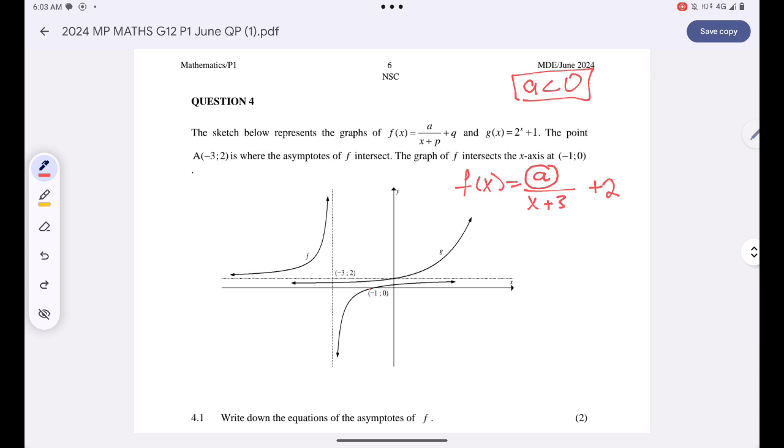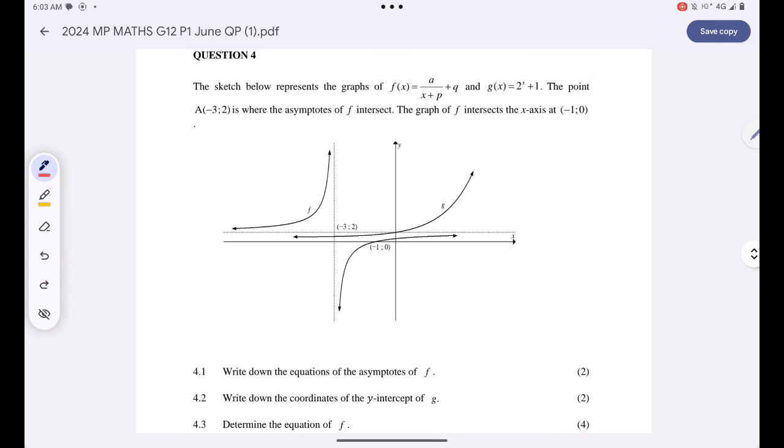For me to calculate a, I just need to find a point on the graph and substitute that point. For example, I can substitute this x-intercept over there. y is 0 whenever x is -1, and then I'll only be left with a as the only unknown variable, and I'll simply solve for a. But okay, let's answer these questions.